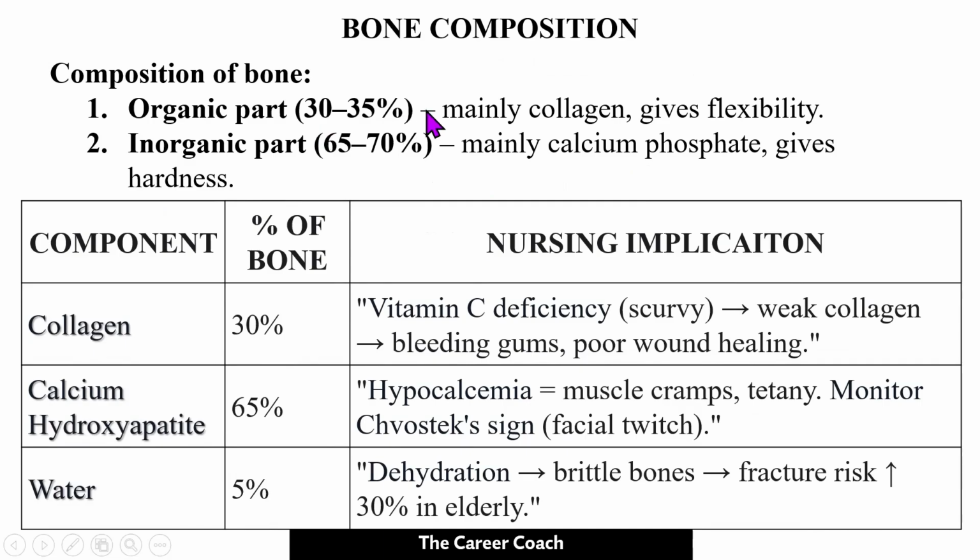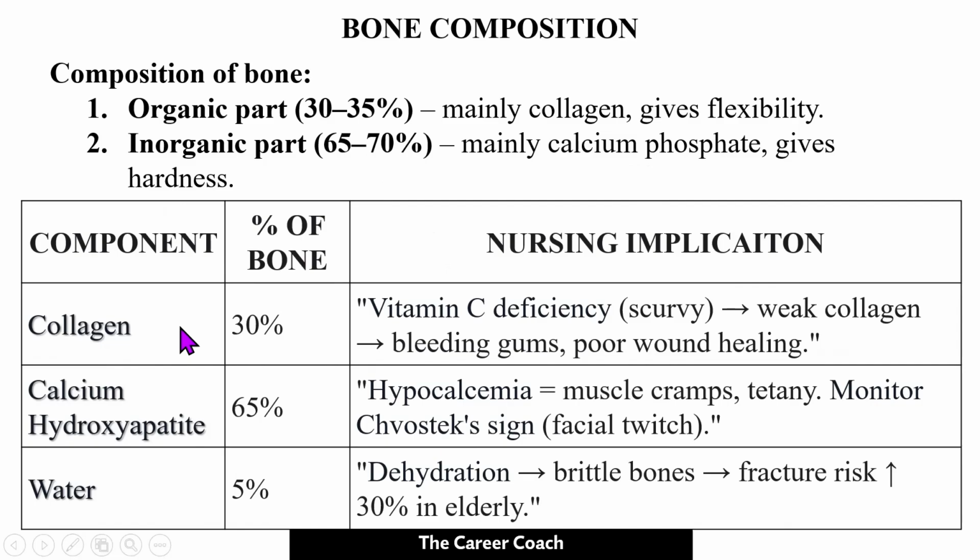The organic part is majorly made of collagen and it helps to give flexibility to bones. The inorganic part of bones is mainly composed of calcium phosphate, which helps to harden the bone. In a nutshell, we want to look at the components of bone, the percentage of bone mass, and nursing implication. Collagen.